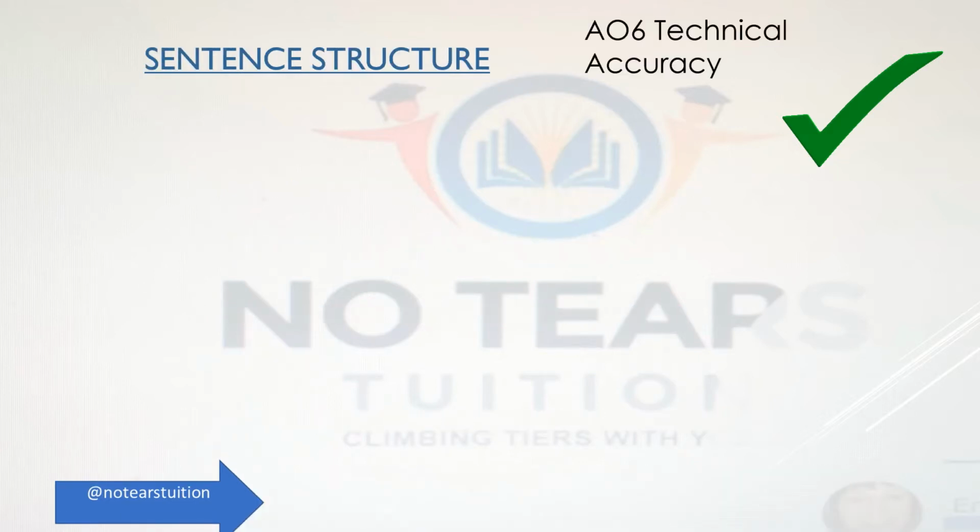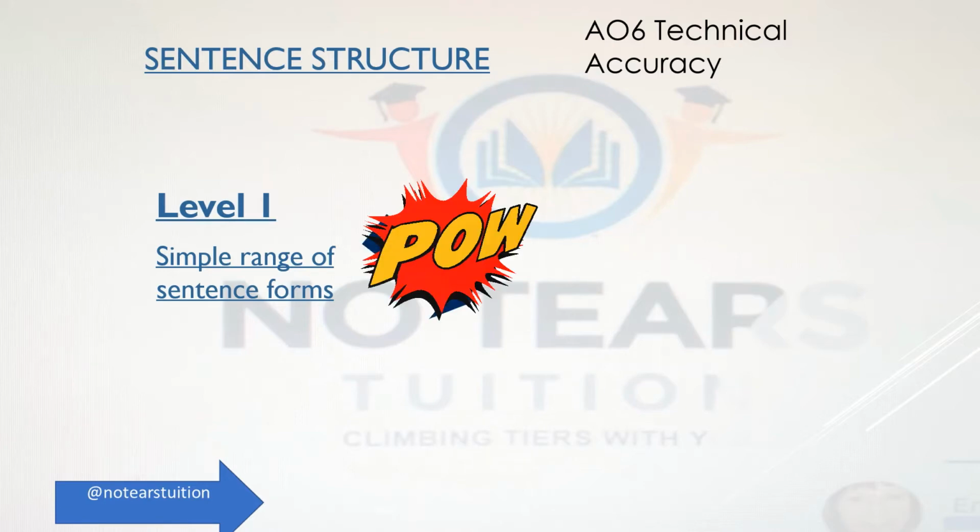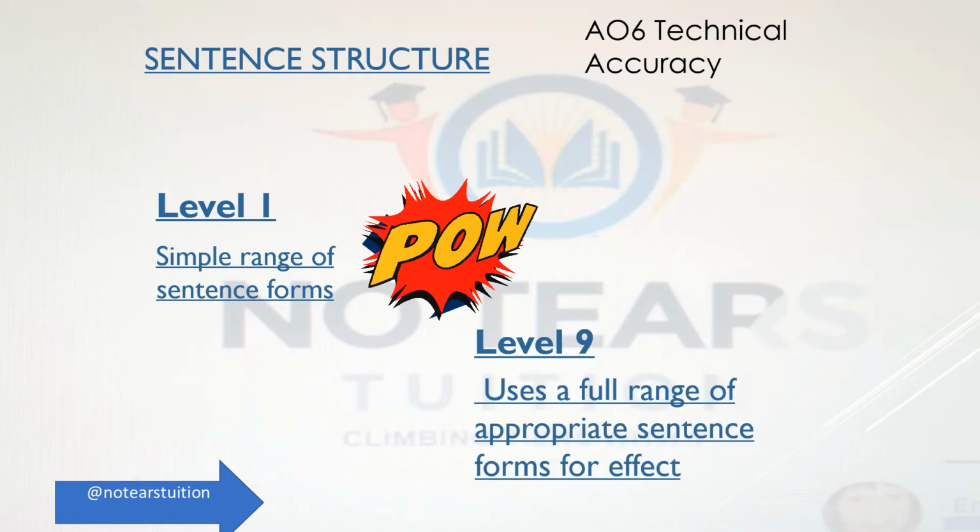Sentence structure then, technical accuracy, assessment objective 6. You need to know where the starting point is. That's level 1, where you're expected to write simple sentences. I'm not expecting you to be at level 1 or to want to be at level 1. Where do I want you to be heading? I want you to be heading to level 9. And what do you have to do once you're moving from level 1 upwards towards level 9? You need to use a full range of appropriate sentence forms for effect. So this means that you have to use your sentences accurately.